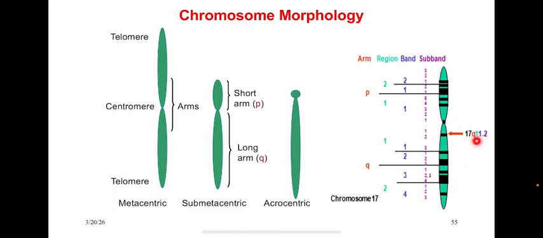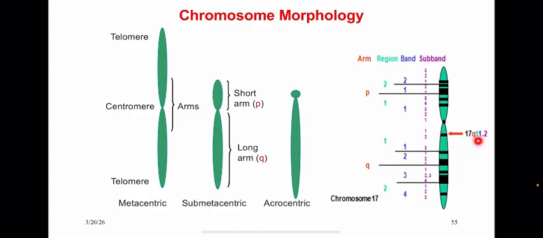Then we come to 1. There are stages: the region, band, and subband. So the first number after the arm will be the region. They are divided into 2 regions, region 1 and region 2, right? So the 1 means it is found in the upper region, that's region 1.